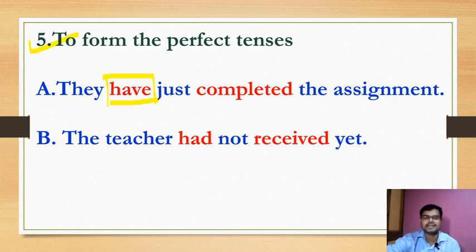Now second, you can see one more example. The teacher had not received it yet. Are you getting what I am trying to tell you? Here the example is simply, what have they used? They have used past perfect tense. "Had" is there, correct? So once again, the use of an auxiliary verb is that we can form the perfect tenses with the help of an auxiliary verb. Understood? Very nice.